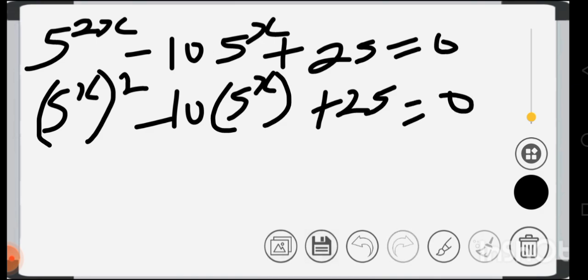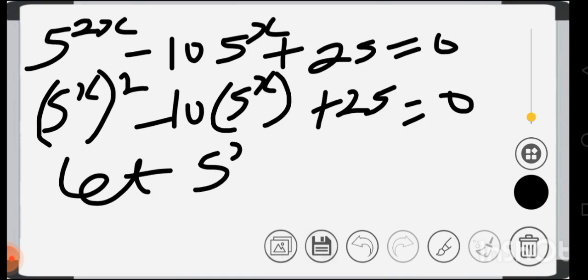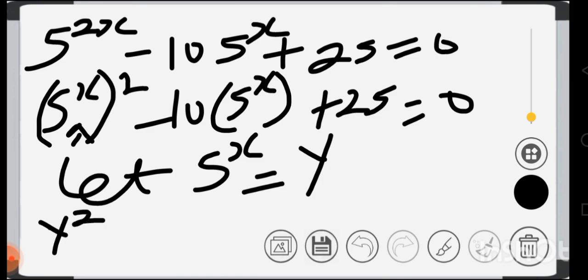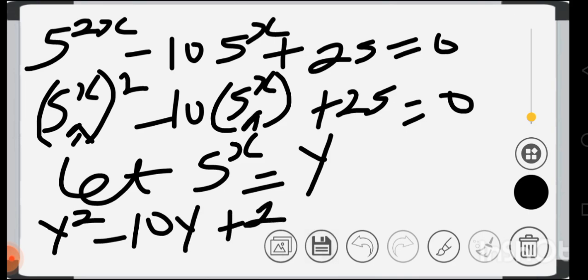So from here we can just say let 5 raised to the power x equal y. Okay, let's do it that way. So this equation now becomes, I'll put y here. So I have y raised to the power 2 minus 10. I'll put y there. I'll also put y here. I'll be 10y plus 25 equals 0.